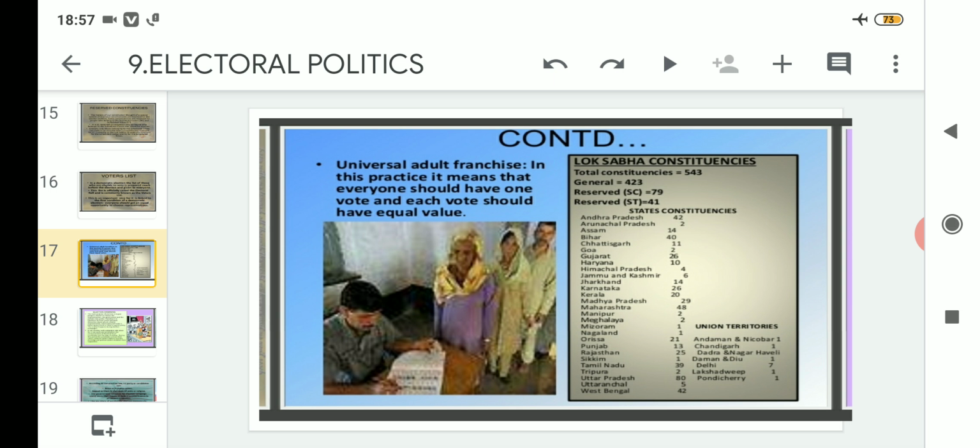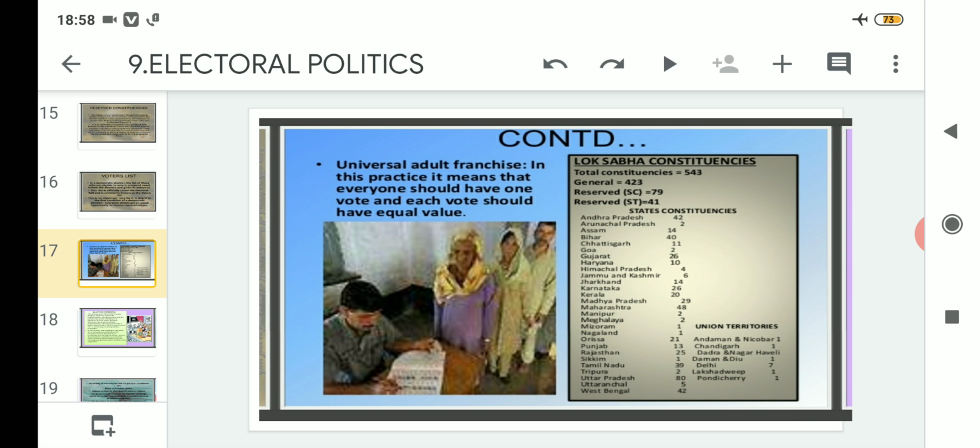Then comes Haryana, where 10 constituencies related to the election of MPs are there, that will be representing their state of Haryana. Then comes Himachal Pradesh, where only 4 constituencies are there out of 543. Clear? After that comes Jammu and Kashmir, where 6 constituencies are there. That means Jammu and Kashmir will be representing 6 MPs from their state.